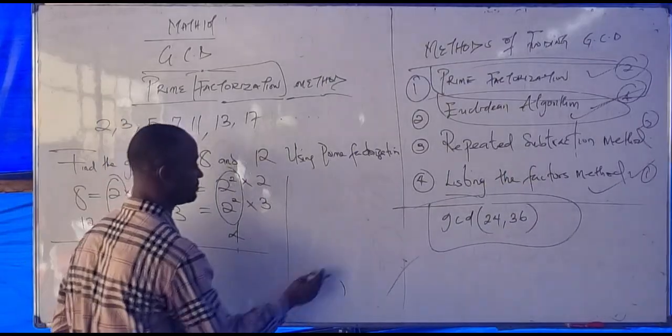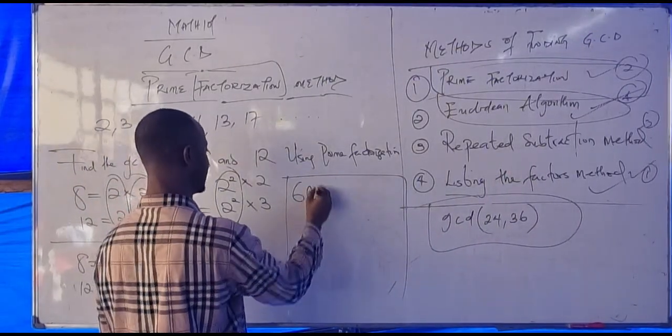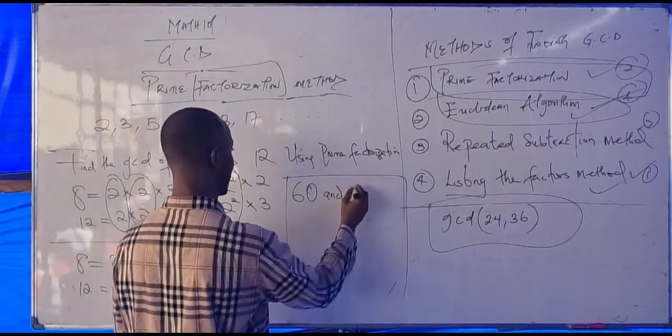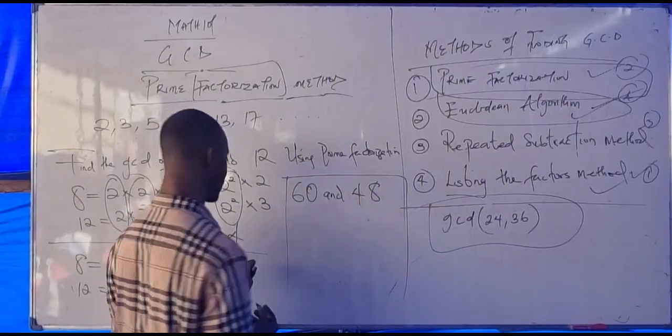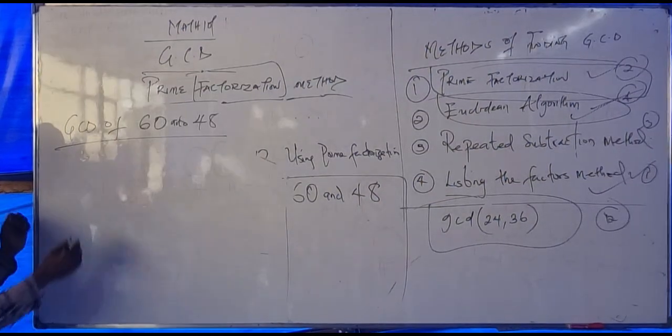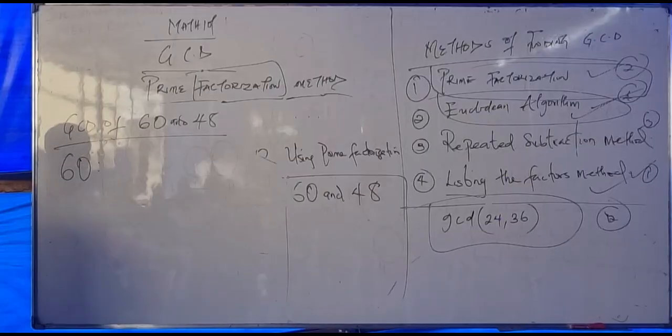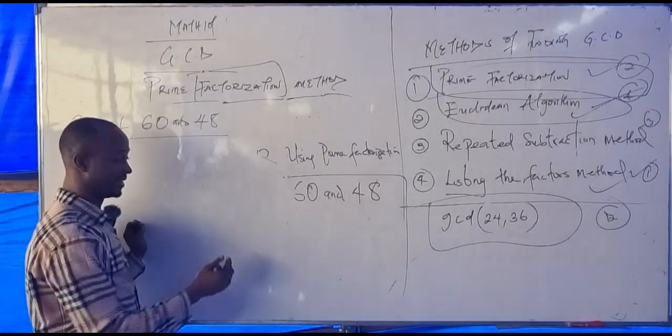Using the prime factorization method, find the GCD of 60 and 48. GCD of 60 and 48. Let's bring out the prime factors of 60. What do we have there?